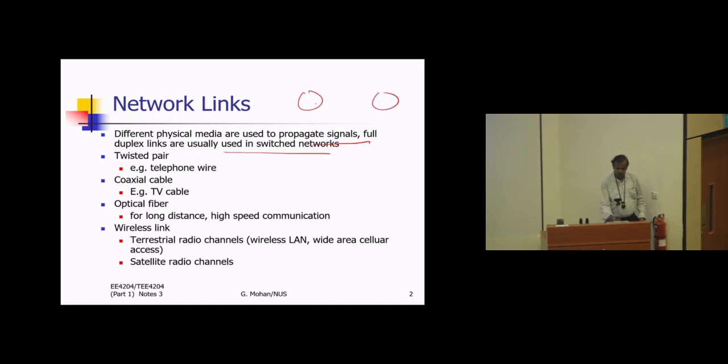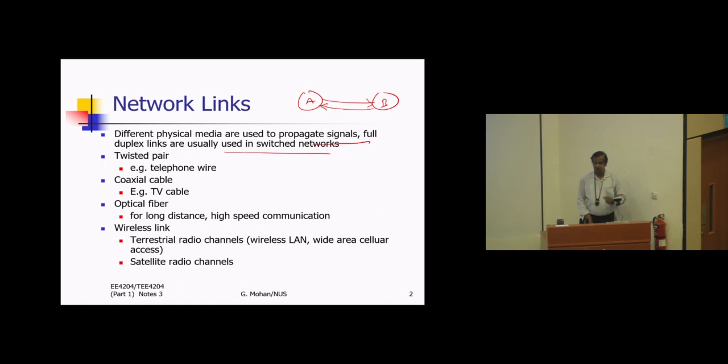Meaning that in a switched network, when A and B are connected, we use a symbol like this without any arrow. So this is a duplex link or full duplex link. When we say full duplex, A can communicate to B, and at the same time B can communicate to A. But usually it is implemented as two different fibers.